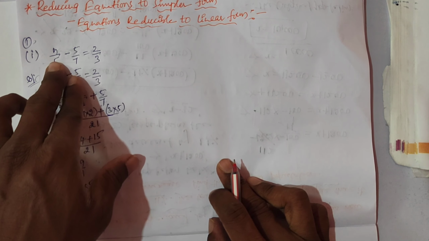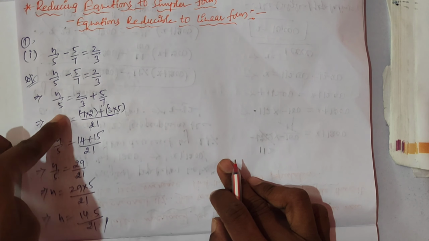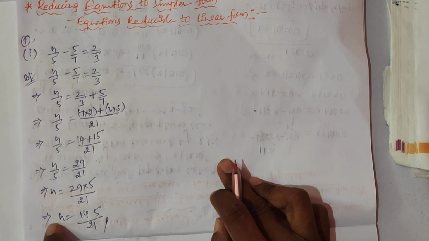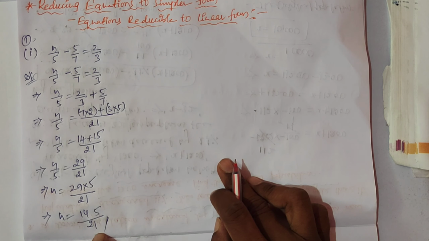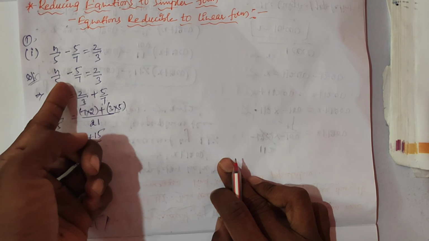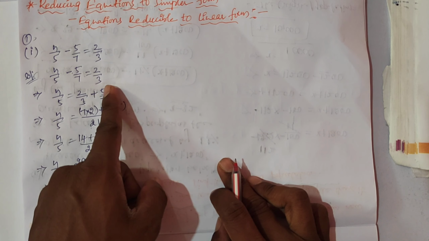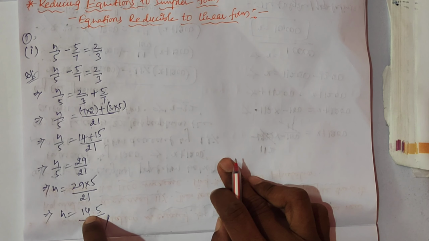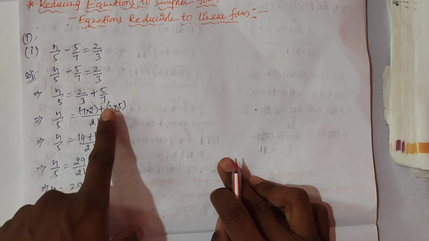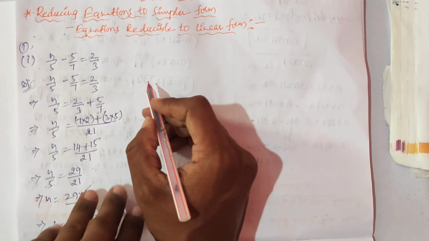See, this is the given question. We are reducing it here to find the value of n. Here we got n is equals to 145 by 21. So we separate the constants to the RHS side and we got the value of n. This is question number 1. Next, question number 2.